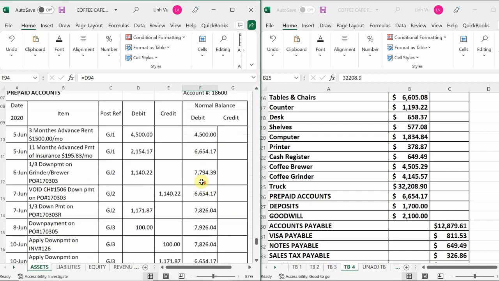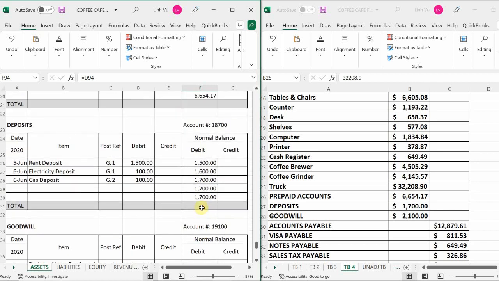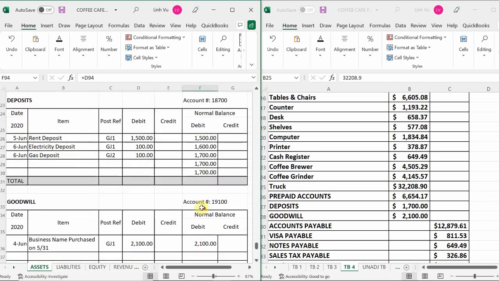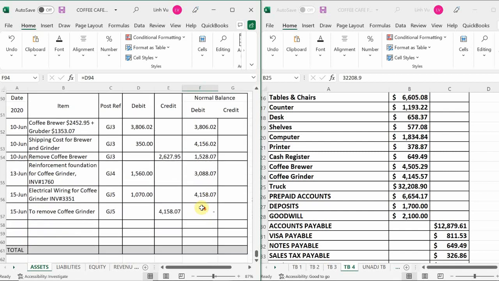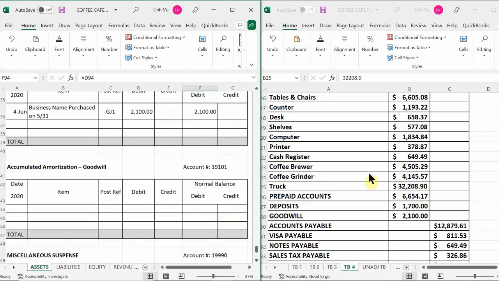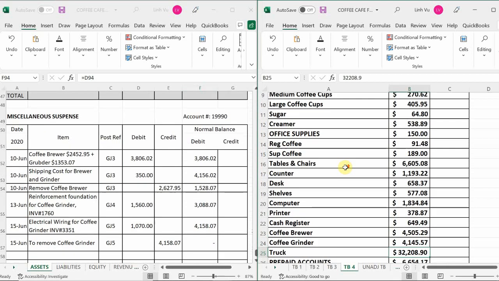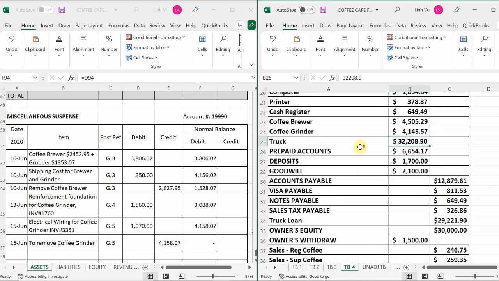Then I got prepaid accounts, which is still at 6654.17. So that's the same. Prepaid account deposits is still 1,700. And Goodwill is still 2,100, and miscellaneous expense is 0. Okay, which I already hid. So in this case, we're good to go. That's all of it. See, it saved us that much time because I didn't have to retype all of those numbers all over again. I went through like 20 something accounts. All I had to do is make sure that they're correct.